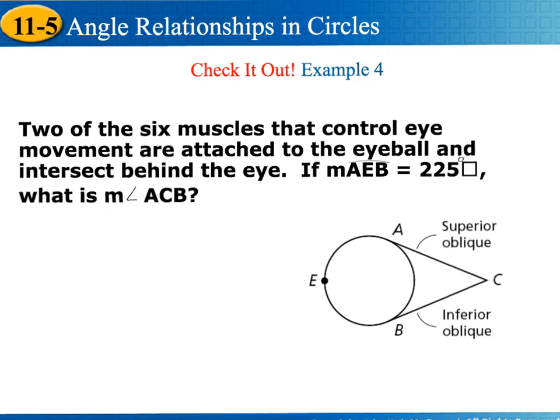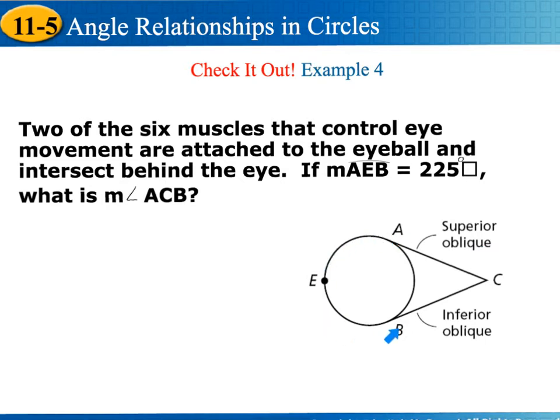All right, so this is a little story problem. If you want to be a super sciencey person, 2 of the 6 muscles that control eye movement are attached to the eyeball and intersect behind the eye. If the measure of arc AEB equals 225 degrees, what is the measure of angle ACB? So notice in your diagram, they don't give you a single bit of information, but don't worry, you're so smart, you can figure it out.